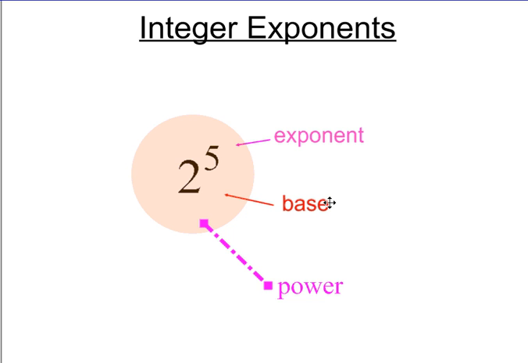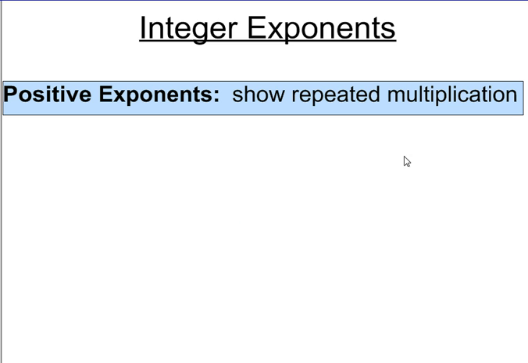So integers we know as positive numbers, negative numbers, and zero. So let's talk about each one of those separately. Let's start with positive exponents first. Positive exponents show repeated multiplication.